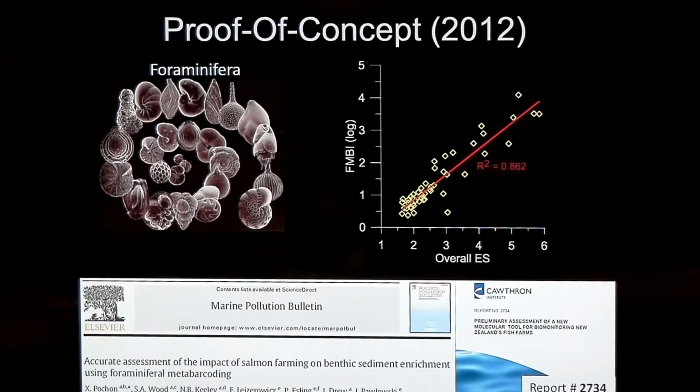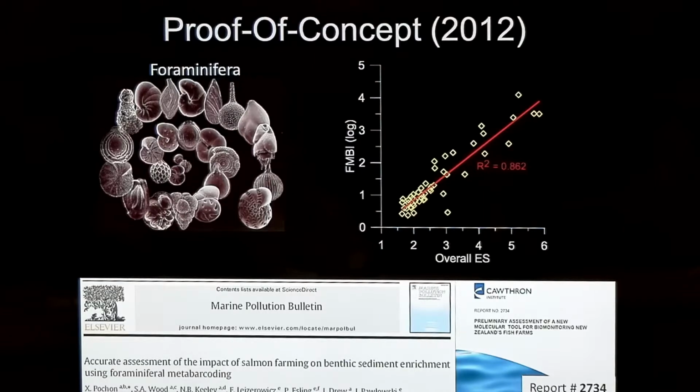Through this work, we demonstrated that yes, the Foraminifera can provide some excellent bioindicators, and we also started the base of generating a new molecular-based index that you can see here, and confronted it to the traditional enrichment stage, and it performed pretty well. These were published in the international literature and Cawthron Report 2734.